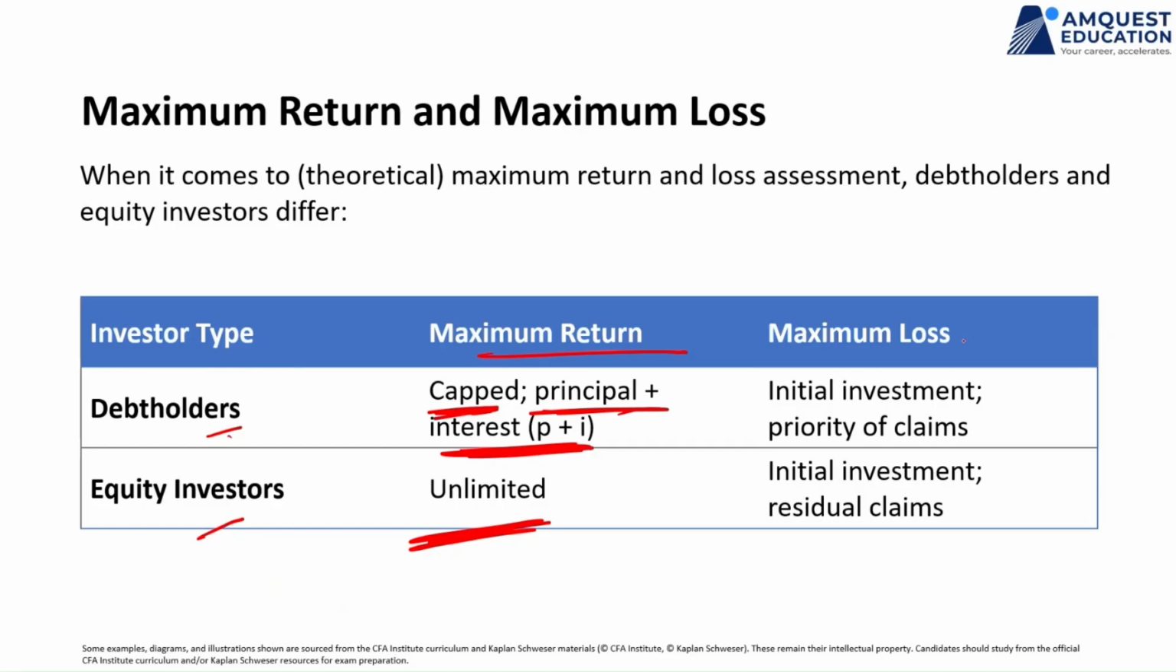For debt holders, the maximum loss is the initial investment. You will lose the investment you have given. Same for equity investors, the initial investment. The only thing is debt holders get priority whenever payments are distributed, first priority, and equity holders may get second priority when payments are distributed. So they get money, which is a residual claim. So that is the maximum return and maximum loss for debt and equity investors.